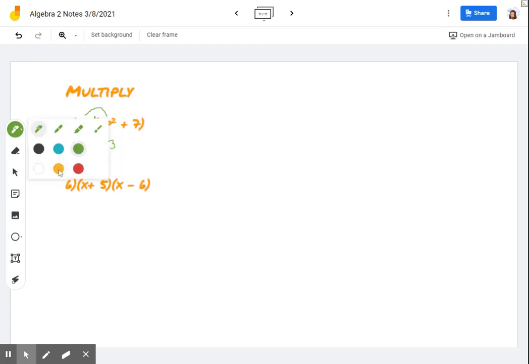Now we also need to distribute our 2p to the 7. So 2p times 7 is 14p. And that's our final answer.